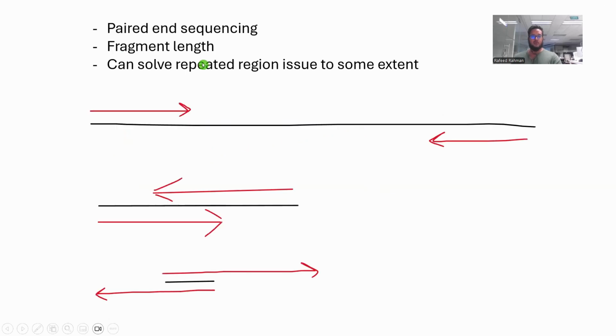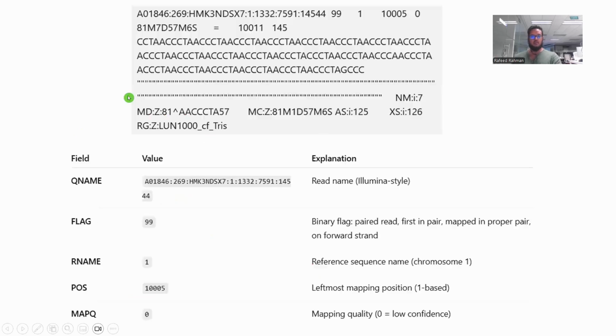Then let's talk about paired end sequencing. As I said before, I will talk about this. There are two types of sequencing in terms of pairing. You have single end sequencing and you have paired end sequencing. I will explain this now first. For example, suppose this black line is one fragment. What do I mean by one fragment?